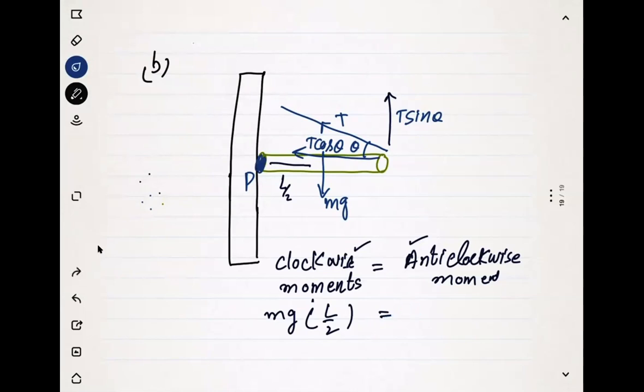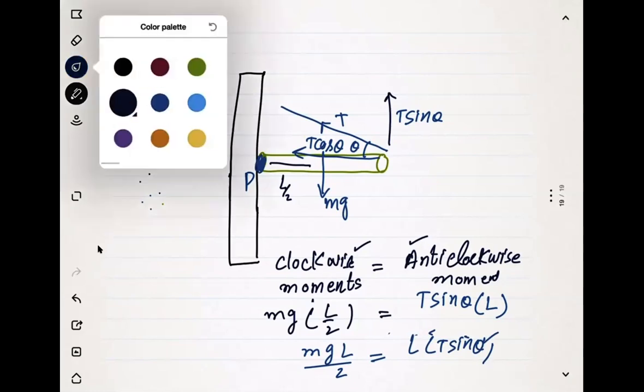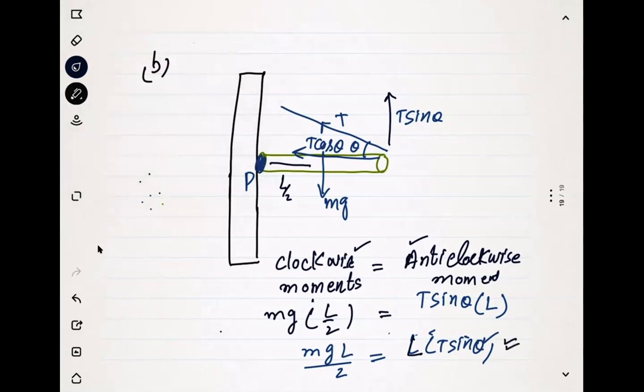So mg into L by 2 will be equal to T sine theta into L. This is the equation, and if we simplify it further, mg into L by 2 is equal to T sine theta into L. This is clockwise moment equal to anti-clockwise moment.